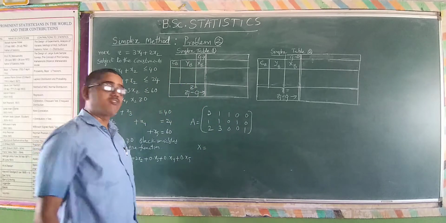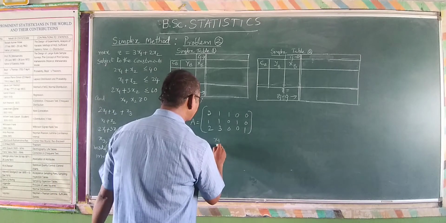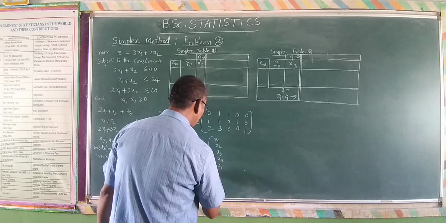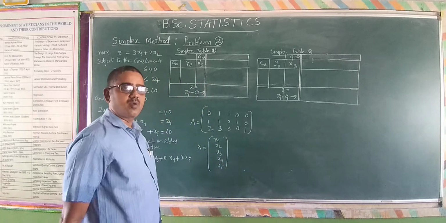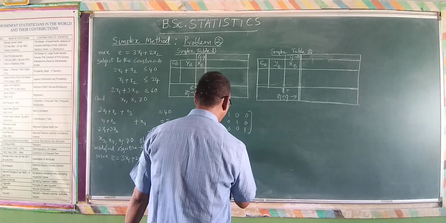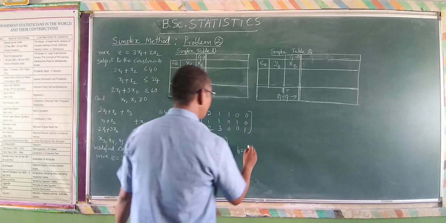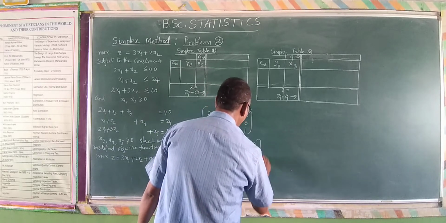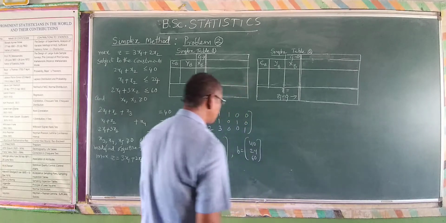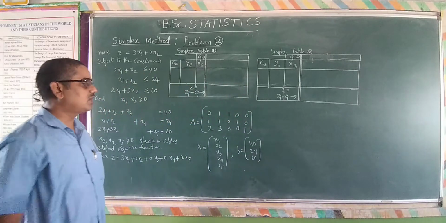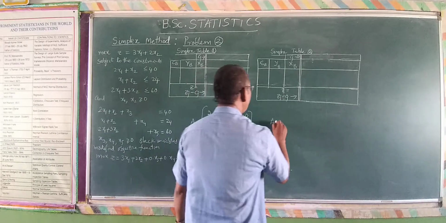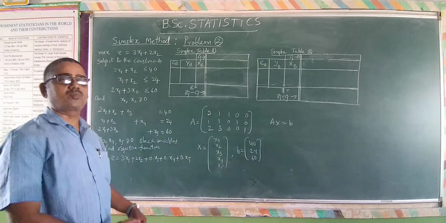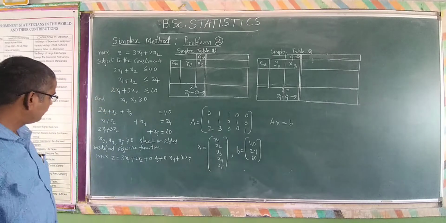It consists of 5 variables now. The original variables are x1, x2, and the slack variables are x3, x4, x5. So x is a 5 by 1 column vector, and the right hand side constant vector B is 40, 24 and 60. This is the matrix form: Ax is equal to B. I explained this in the last class, so I am leaving it.